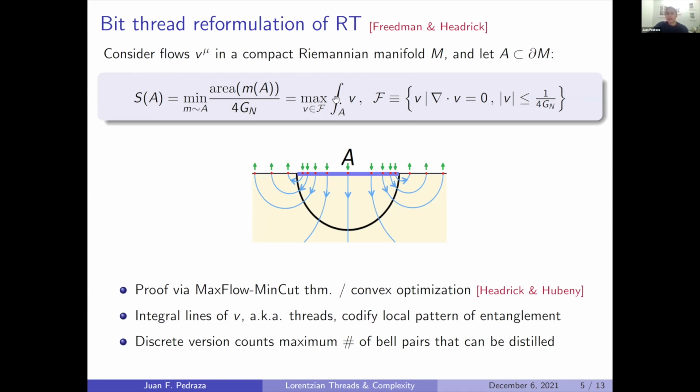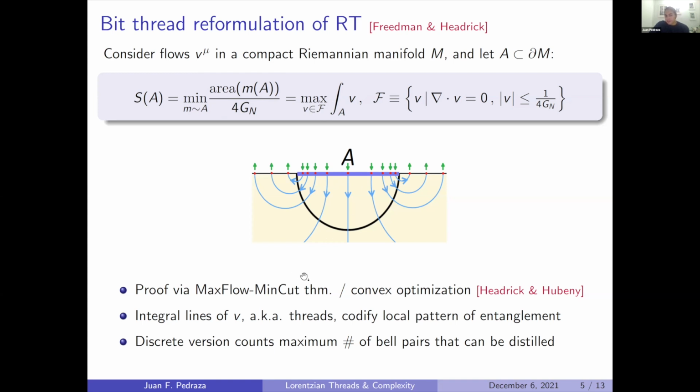And at the right-hand side of this equation is the reformulation. So in this new formulation, we don't need to talk about surfaces in the bulk. Instead, we introduce a new object that is a flow. A flow is a vector field that satisfies a number of properties. So these vector fields are divergenceless, and they are norm-bounded by the Planck length. And basically, the equivalence relates the minimal area of these surfaces to the maximum flux through the corresponding region in the boundary.